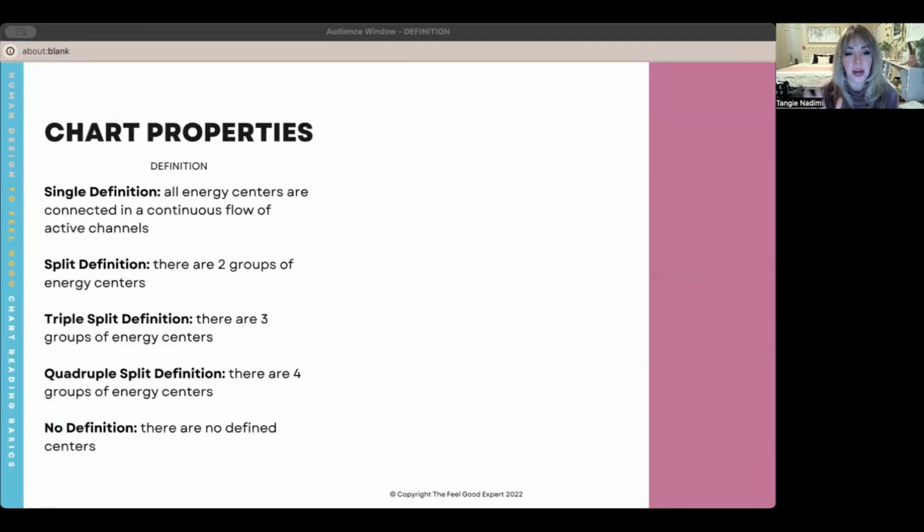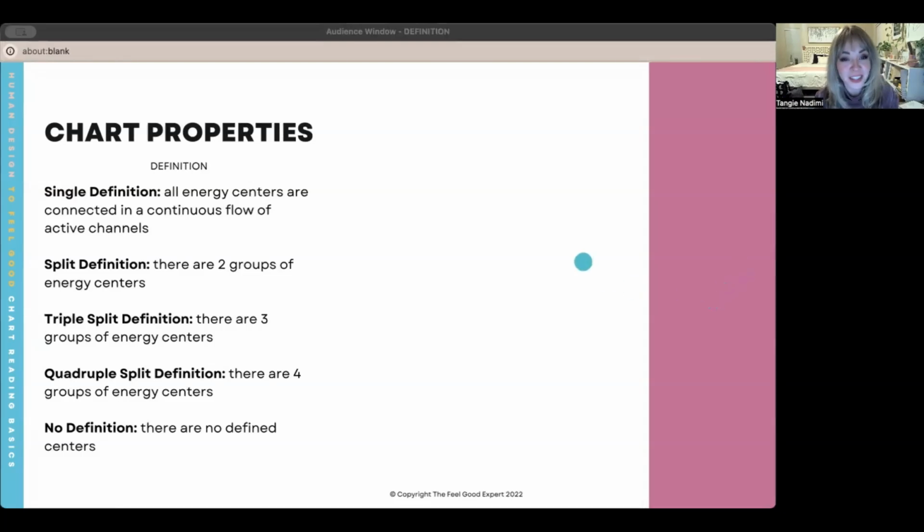So we do have 5 different types of definition. When you pull up a chart, you'll see in the chart properties there is a line called definition, and it will say one of these 5 things. Single definition, meaning all energy centers are connected in a continuous flow of active channels. Split definition, meaning there are 2 groups of energy centers. So at least 4 energy centers are defined and they are grouped separately via channel. Triple split, there are 3 groups of energy centers, meaning there are at least 6 energy centers defined, and there are 3 minimum groups of 2. Can be more than 2, but 3 minimum groups with 3 splits.